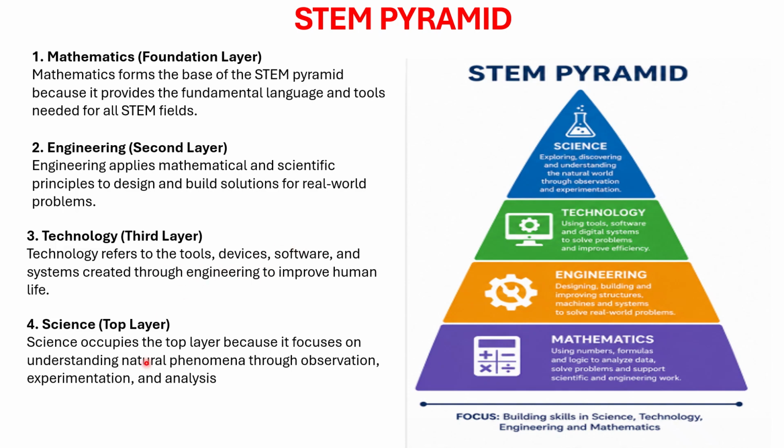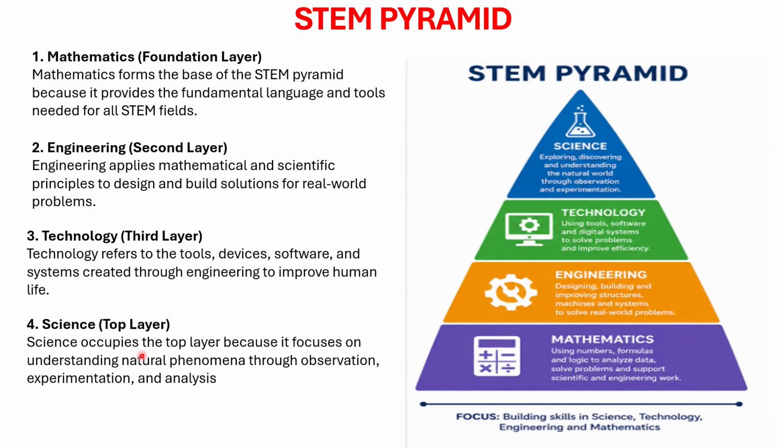And the fourth layer is science, this is the top layer. Science occupies the top layer because it focuses on understanding natural phenomena through observation, experimentation, and analysis. Examples are physics, chemistry, biology, environmental science. Science generates knowledge that drives technological advancement and engineering innovations.